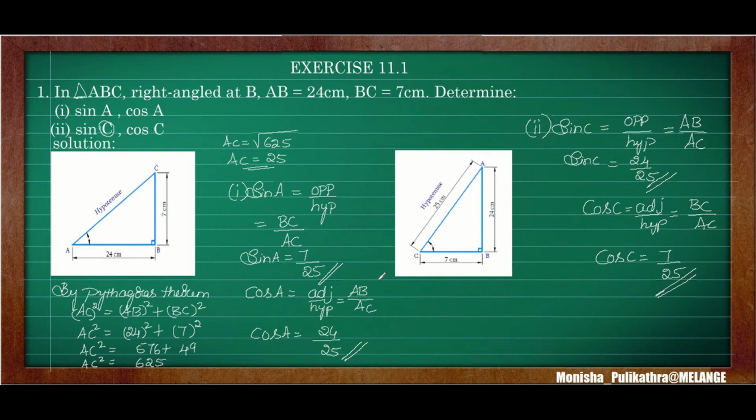So these are the values for sin A, cos A, sin C and cos C. I hope you understood this. Please, you have to memorize all the ratios, complementary angles, the reciprocals, and the table of it. If you memorize all these things, then trigonometry will be the easiest chapter ever.